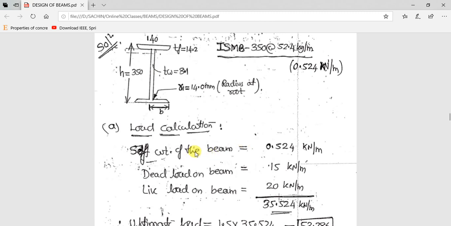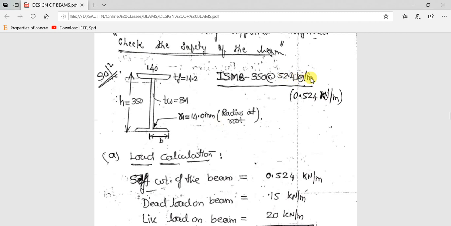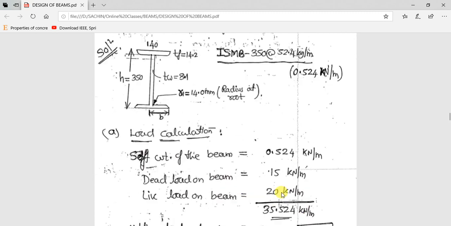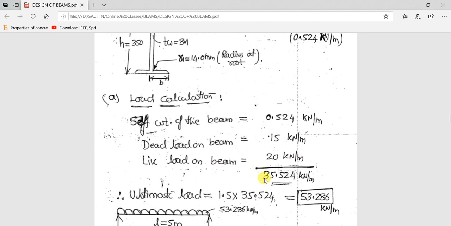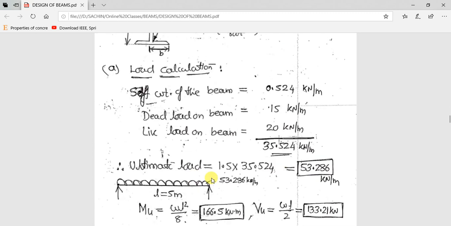The self weight of the beam is given along with this question, that is 52.4 kg per meter, and it will be equal to 0.524 kN per meter. Dead load is given as 15 kN per meter. Live load is also mentioned as 20 kN per meter. So the total load will be 35.524 kN per meter. So the ultimate factored load will be 1.5 times this, and it will be equal to 53.286.